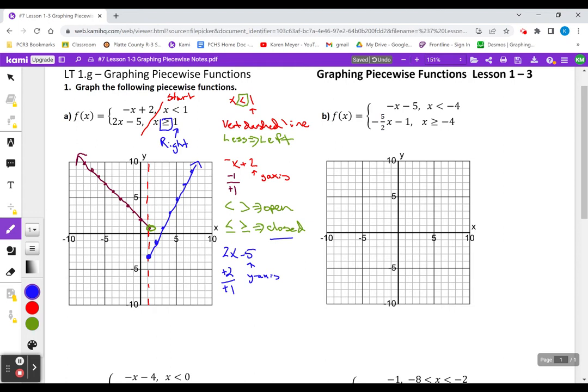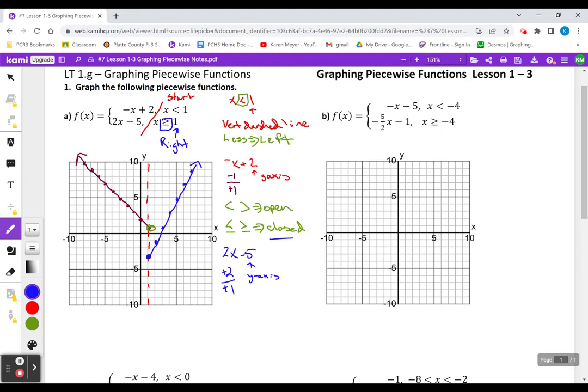Now, one thing you should notice is that you have one line going to the left and one line going to the right. You should never have two lines going to the left or two lines going to the right. There needs to be one in each section, okay? So there should be no overlapping.